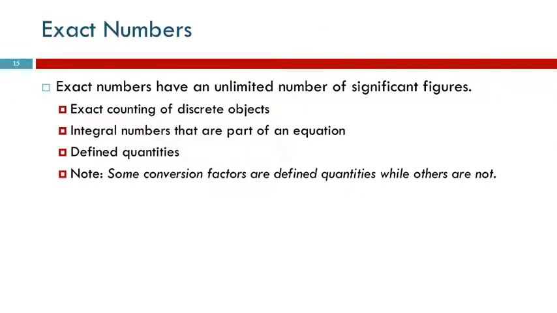So we're going to go through this, and then we're going to do some examples. Then we also have exact numbers, like the pennies in that first slide. Exact numbers come about in a couple of ways. Exact counting of discrete objects. We could count the number of people in here. We could count the number of antelope heads on the wall in here.